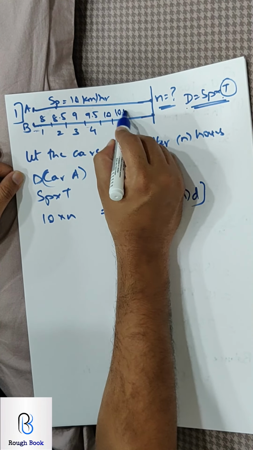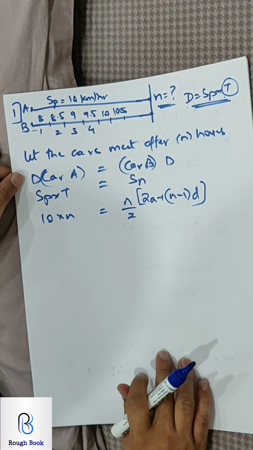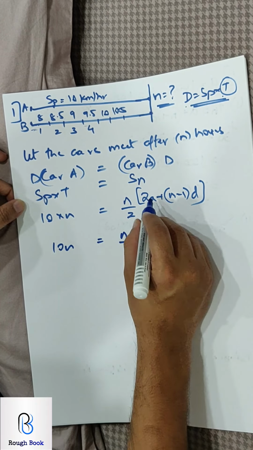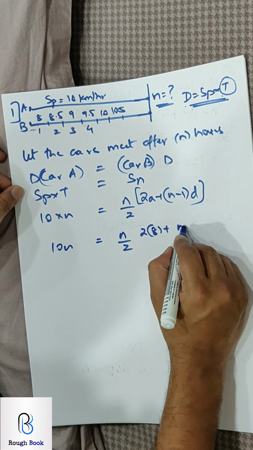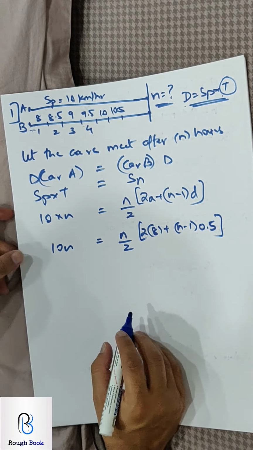10, 10.5. So since I want to add all the numbers, I need to find the Sn. So that's why the Sn formula. Come on, pause the video, try calculating the answer on your own. You already have the a, which is 8. n is not known and d is 0.5. Yeah. Come on, let's see if you can calculate the answer.